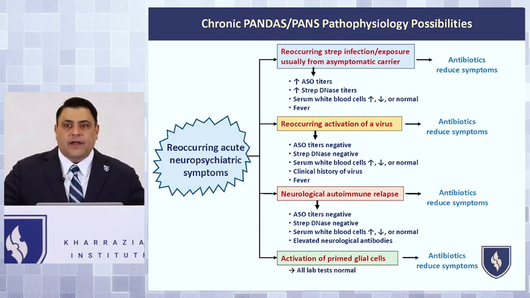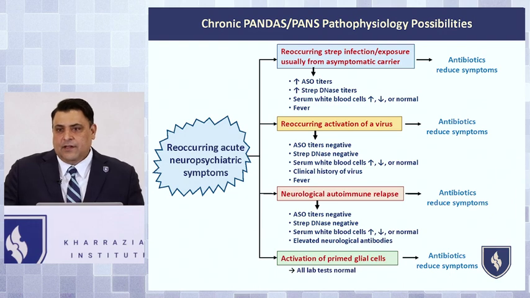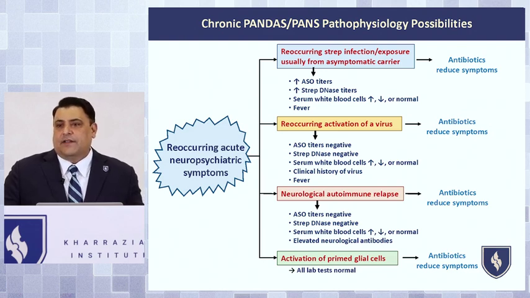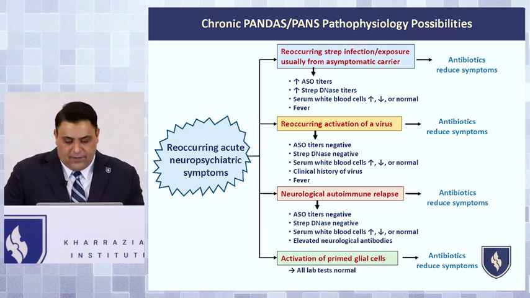Well, the parents now go, oh my God, it's another strep infection. They put them on antibiotics. And what do the antibiotics do? They reduce inflammation. So now they think, oh, they got a strep infection, but they didn't. It was primed glial cells that caused it. You go, you have another scenario.